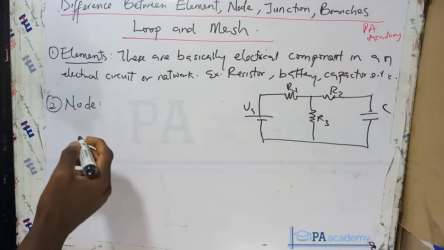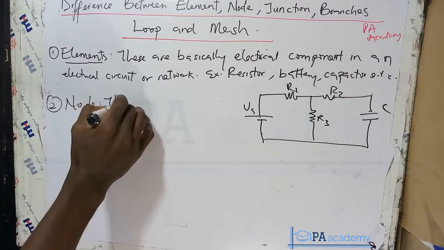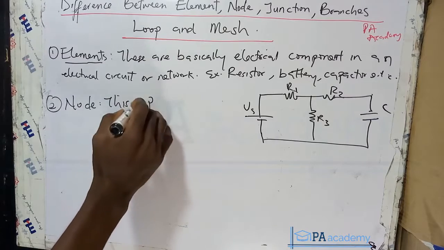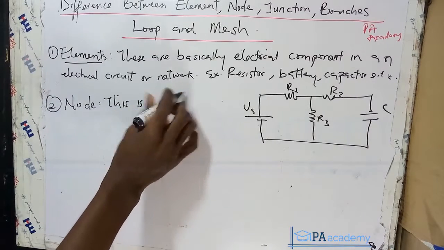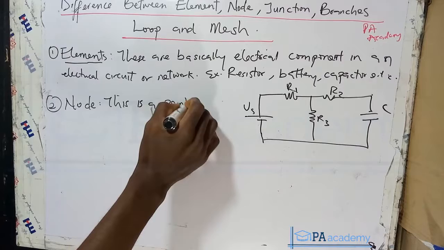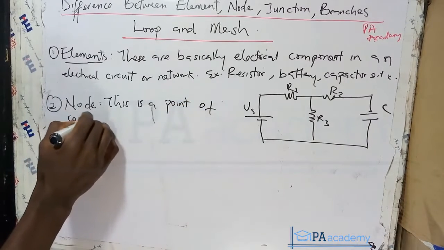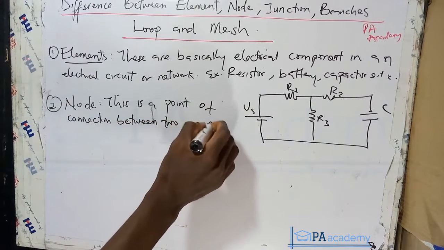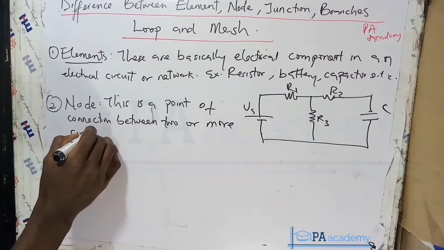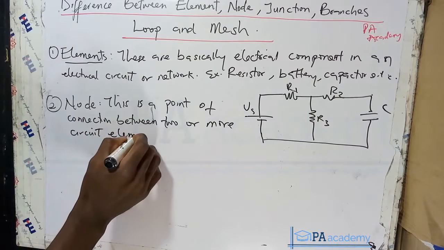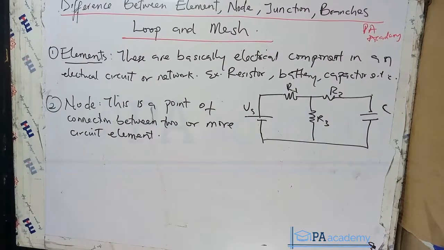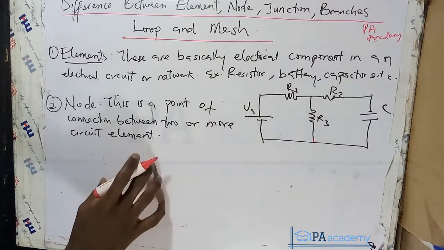Node. So the definition for node is what? It is a point of connection between two or more circuit elements. Now I'll also use this circuit to explain what a node is. We said that it is a point of connection between two or more circuit elements. We already know what an element is, which is quite alright.